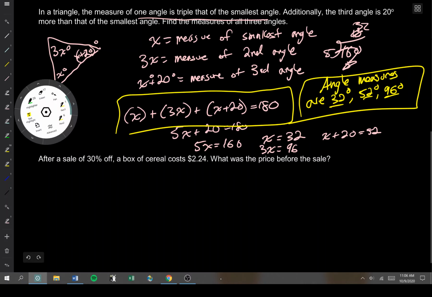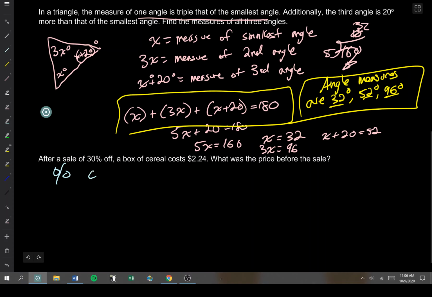Now this is a problem we've actually done before. This is just percent change. I want to remind you, you can set this up two ways. Okay, we'll just have x equal the initial price. That's what we're trying to find. We don't know the new price, we know the initial price.